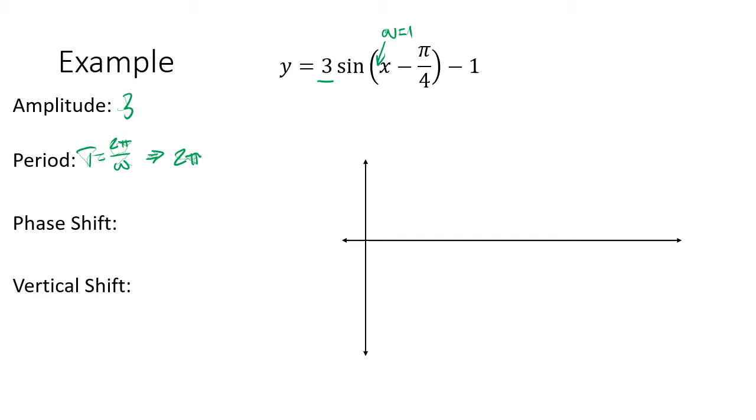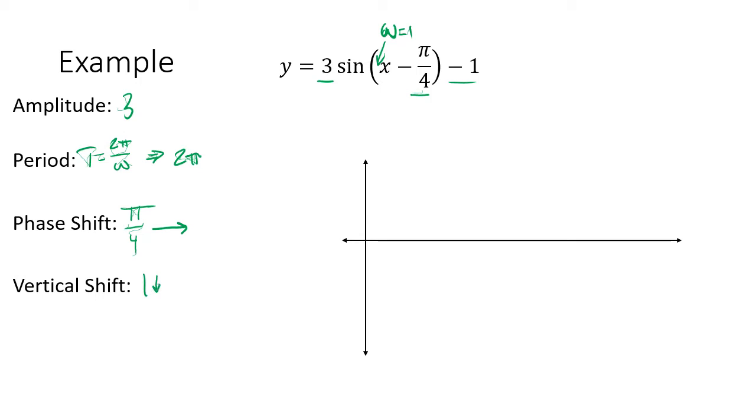Now I have a phase shift, right? This negative pi over 4 means I have a phase shift of pi over 4, and if I'm subtracting from my x values, what that results in is the graph shifts pi over 4 to the right. Then I also have a vertical shift here of negative 1, so I go 1 and I'm going down because I'm subtracting values. So that's cool.